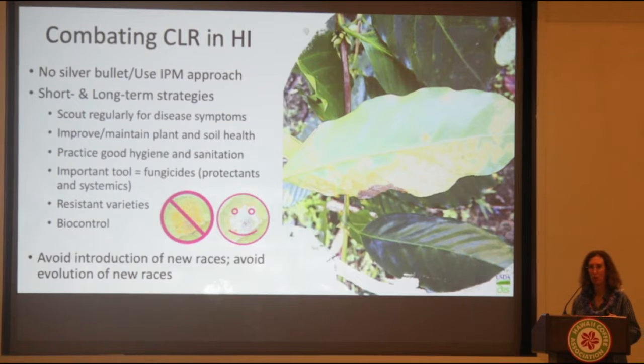There are long-term solutions, short-term solutions, things like definitely scouting early, seeing things early, maintaining your plant and soil health, good hygiene, good sanitation, the potential of resistant varieties, but just because it's resistant doesn't mean management can stop. We definitely want to avoid the introduction of races. We have one race here. We don't want that evolving to a lot of races. So it definitely is a challenge, but we're trying to attack it from all angles.